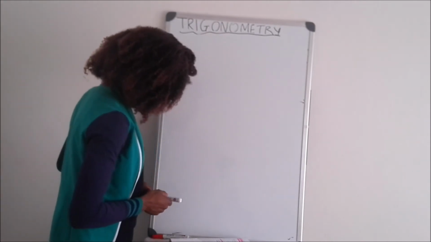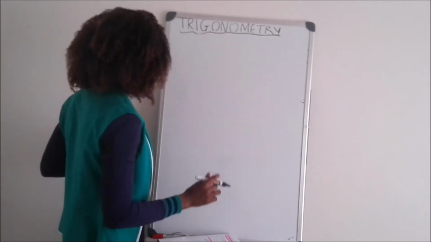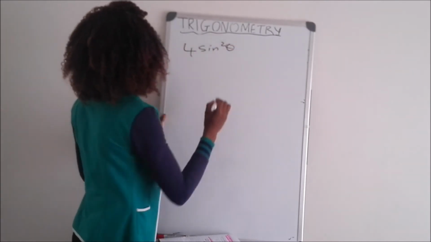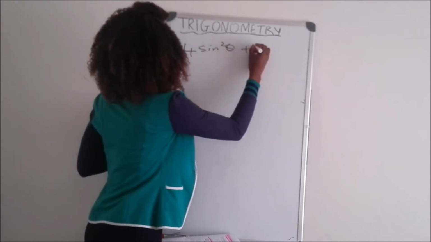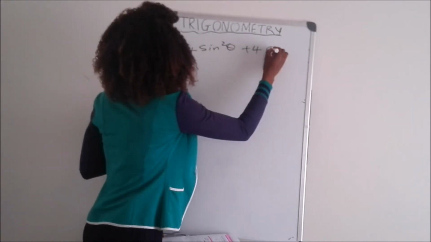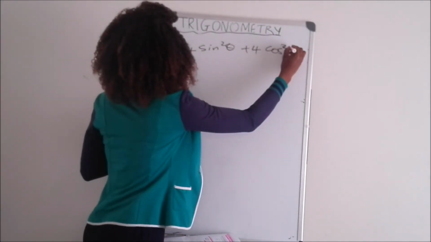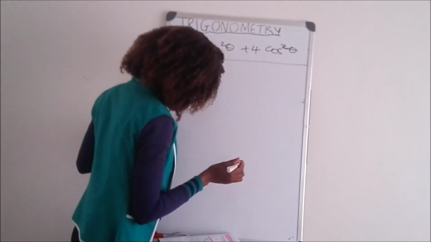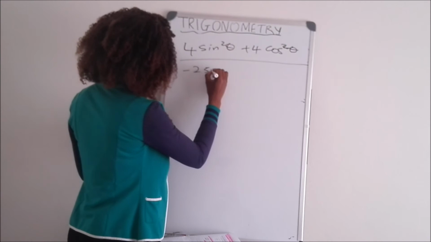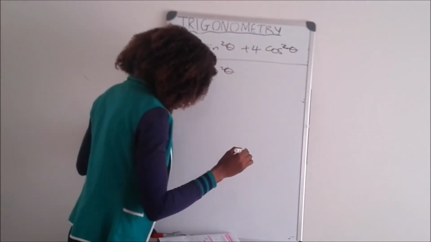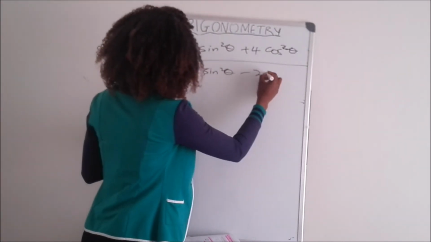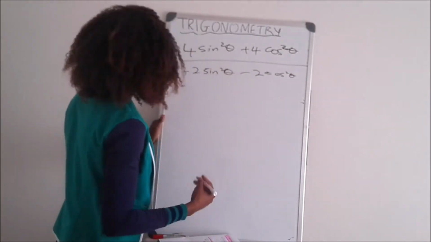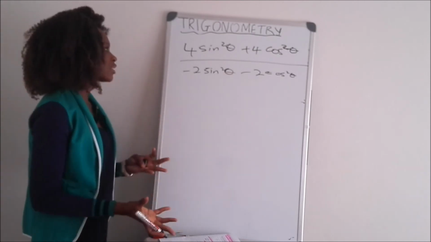Alright, the example that we're going to do, guys, says 4 sine squared theta plus 4 cos squared theta divided by -2 sine squared theta minus 2 cos squared theta. From this one, guys, it really does look simple.